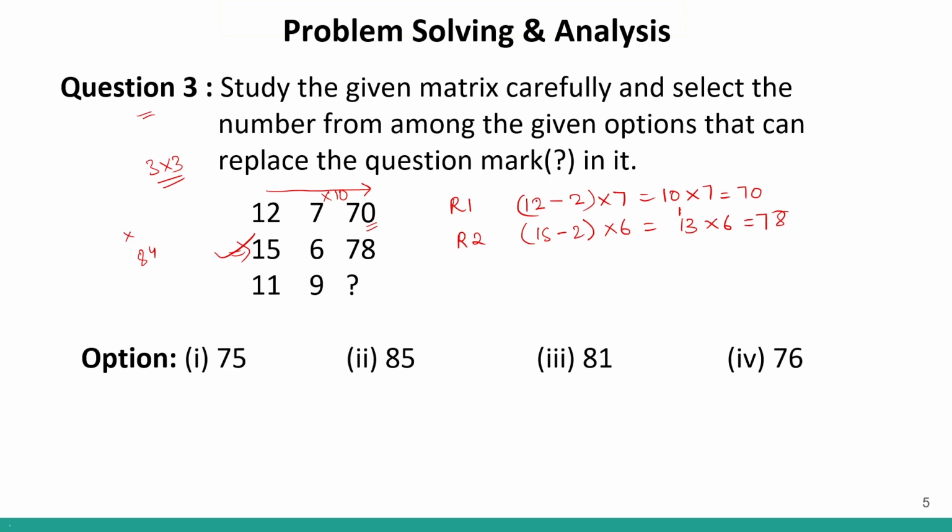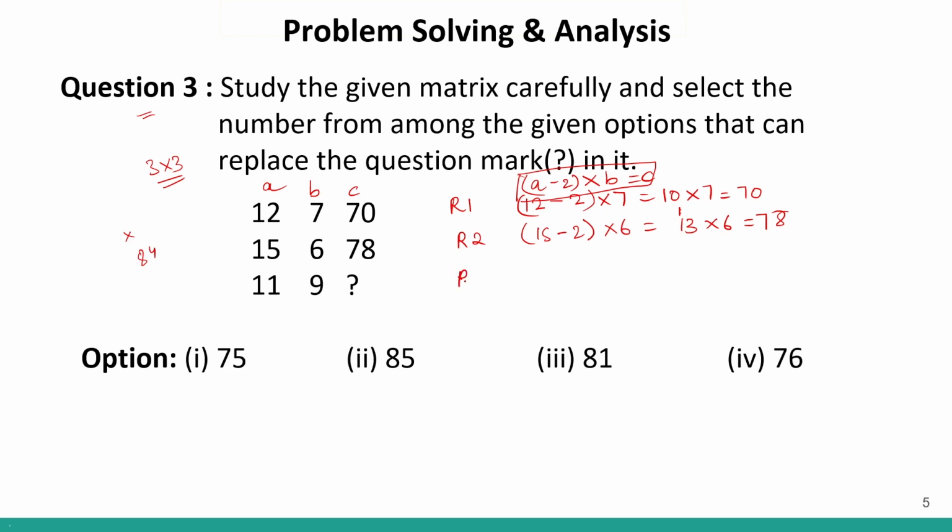What we are doing is we are taking the first number, subtracting 2 from it, and then multiplying it by the second number to get the third number. If I give them letters, this is A, this is B, this is C. So A minus 2 into B gives me C. This is the pattern of the grid. A minus 2 into B is giving me C.